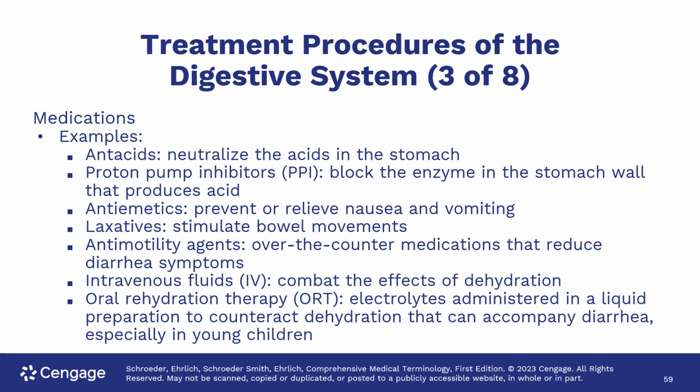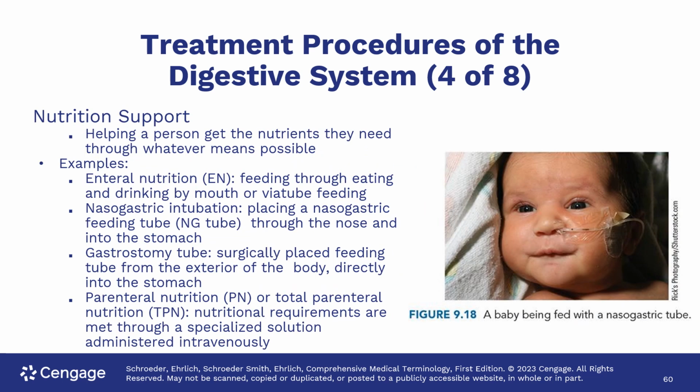Antacids, proton pump inhibitors to help reduce acid in our stomachs. Antiemetics are used when we are nauseous or vomiting. Laxatives help us poop, and antidiarrheals help us stop. We can also rehydrate when we lose too much water with either oral or intravenous fluid.